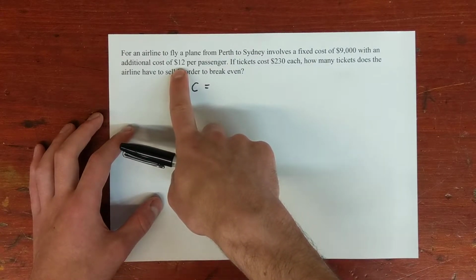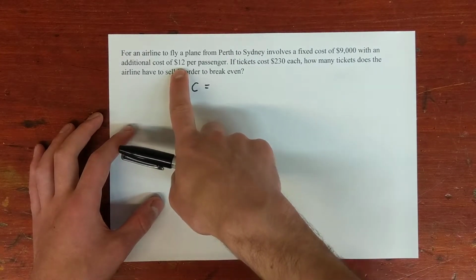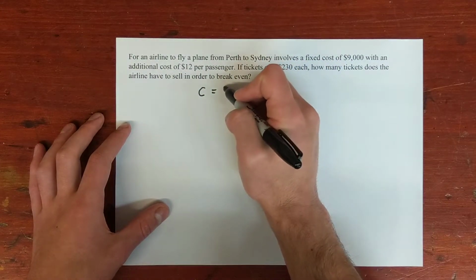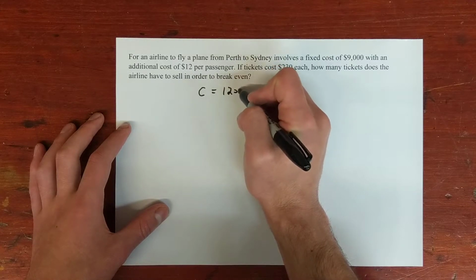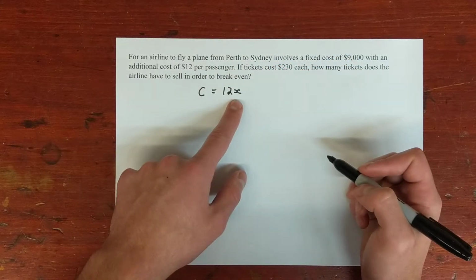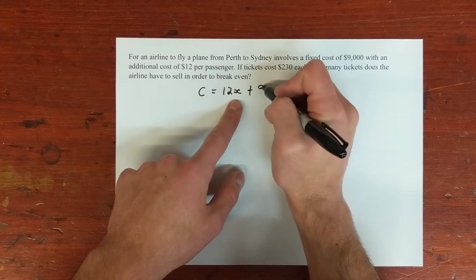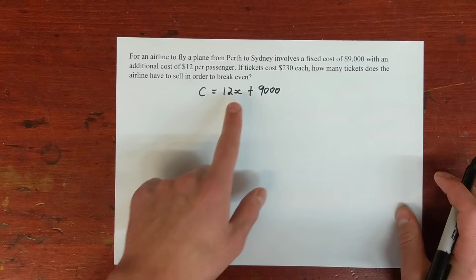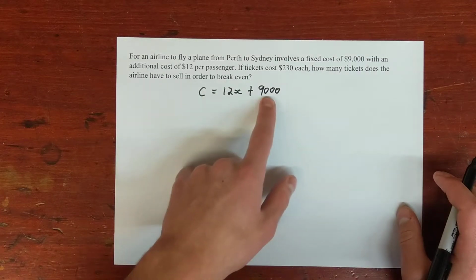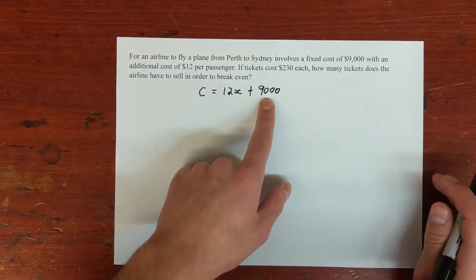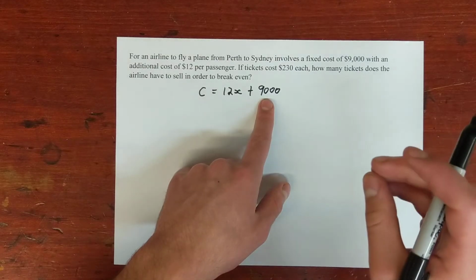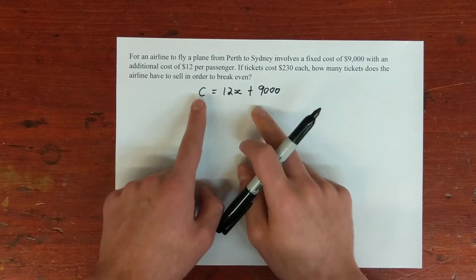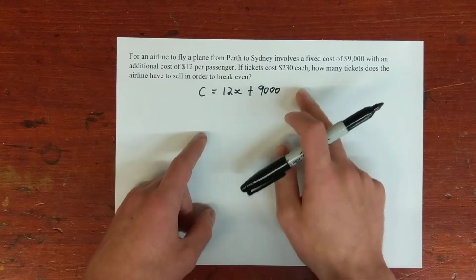So if we introduce the variable x for the number of passengers on a flight, then we could say that the cost of each flight is 12x, so $12 per passenger, plus the $9,000 of the fixed cost. If you got a bit lost trying to write this equation, then jump back to watch the video about linear equations and linear relationships, where we went through how to come up with this equation from scenarios like this.